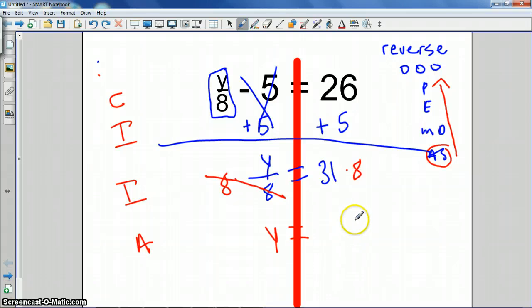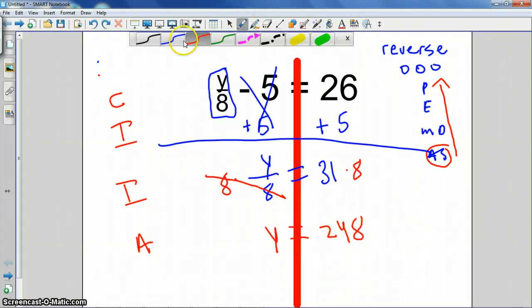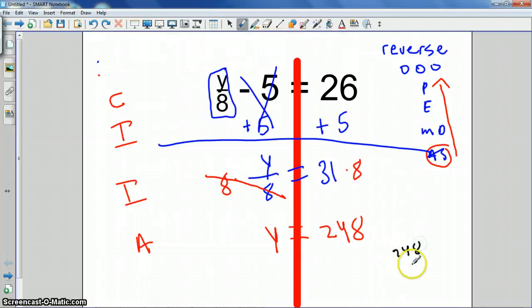And 31 times 8, let's see, 1 times 8 would be 8, 3 times 8 is 24, so it's 248. And you could check it. Instead of y, we're going to put in 248. Divide by 8 and subtract 5. And if we do it right, we should get this 26 that we started with. So 248 divided by 8 looks like it's 31. Minus 5 is 26. So we have the right answer. We checked it and it worked out.